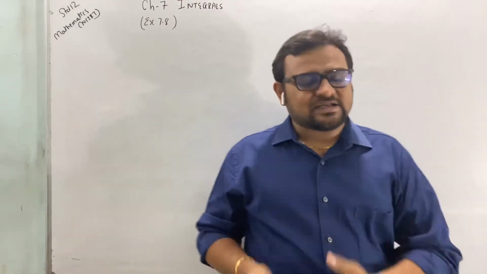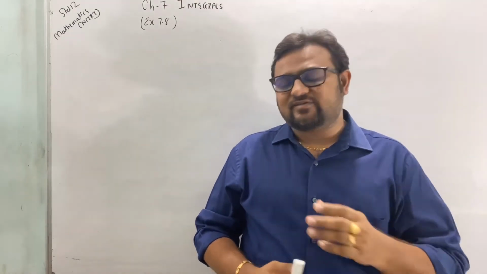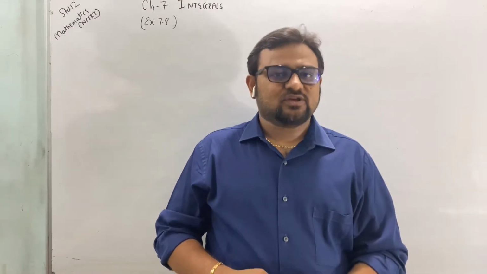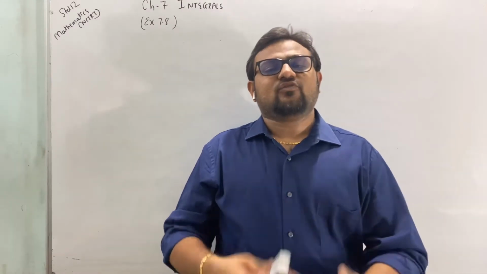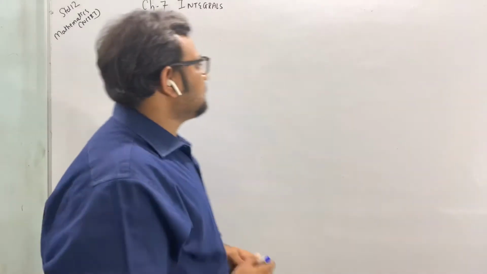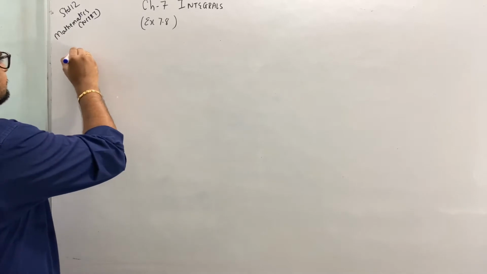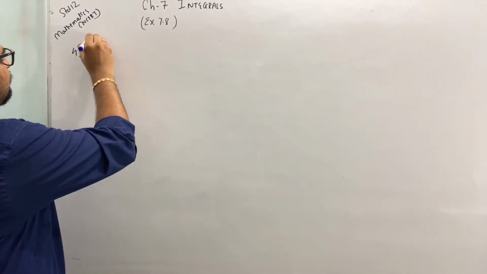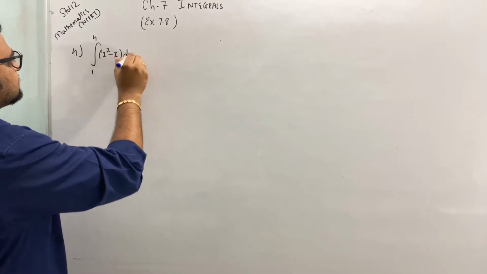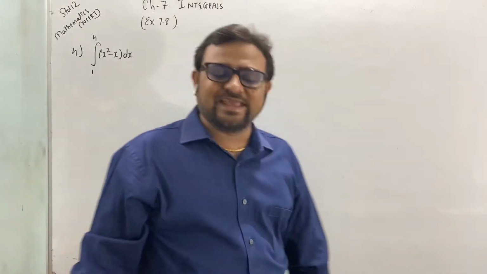In our last video, we had started with exercise 7.8 and we had completed the first three sums. Now we'll move from the fourth one. So let's start with question number 4. Question 4 is the integration of 1 to 4 of x square minus x dx.